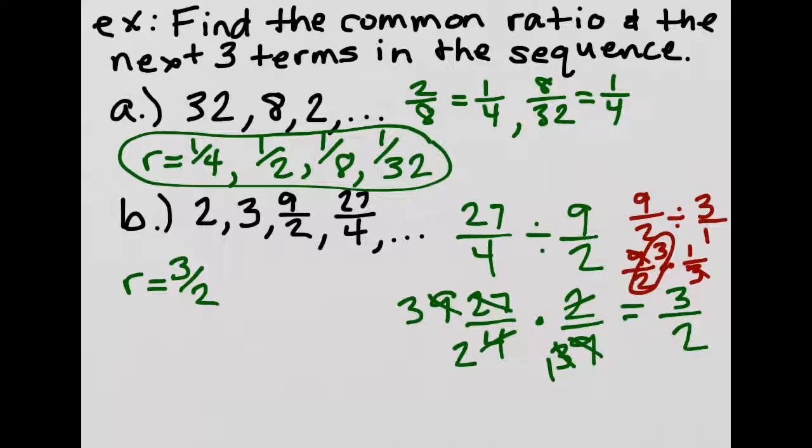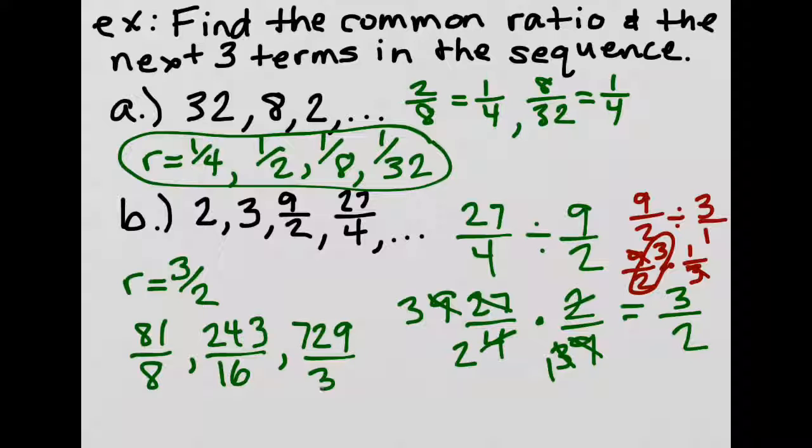And to find the three new terms, we're going to be multiplying our last term by 3/2. When we do that, 27 times 3 is 81. 2 times 4 is 8. Okay, 81 times 3 is 243, and 8 times 2 is 16. 243 times 3 is 729, and 16 times 2 is 32. So those are our next three terms, and there is our common ratio.